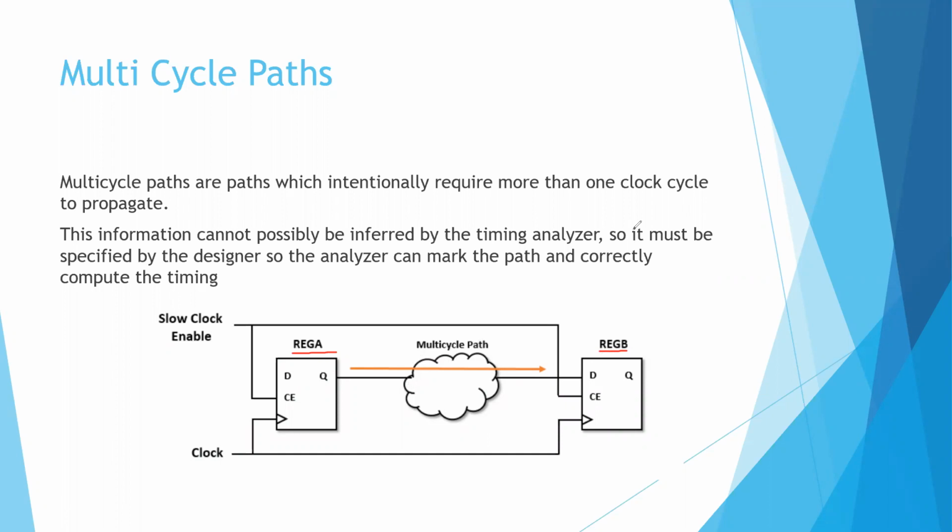In general, what happens is that the moment you apply the input, in the next clock cycle it should be received by the next register. But in multi-cycle paths, it takes more than one clock cycle to propagate. So this is how we'll see.